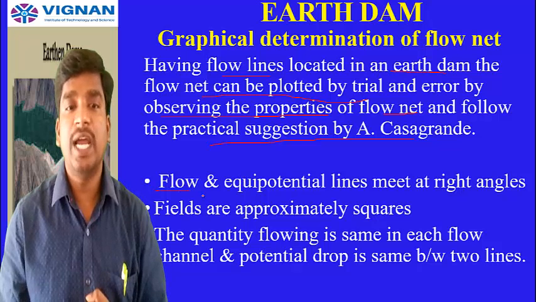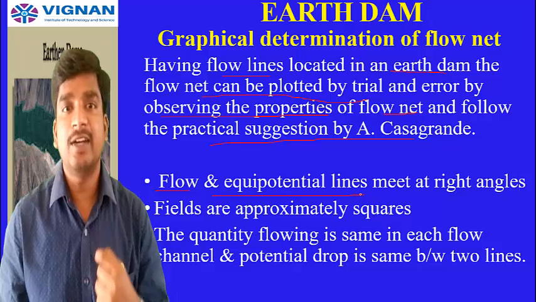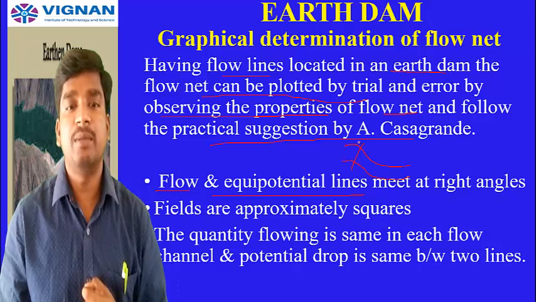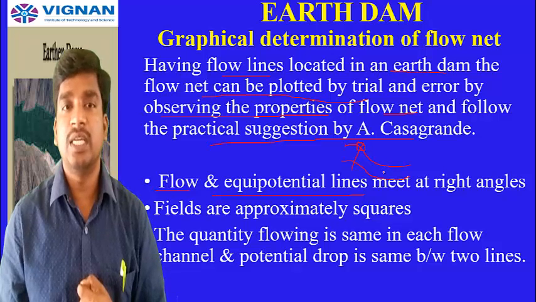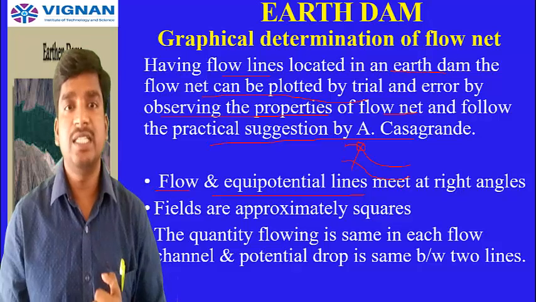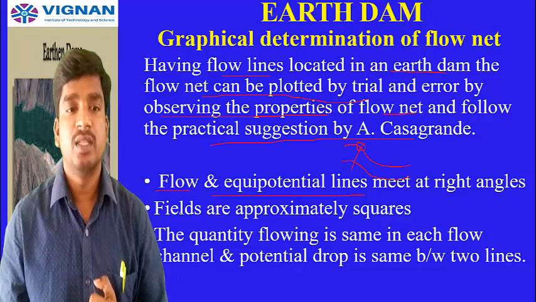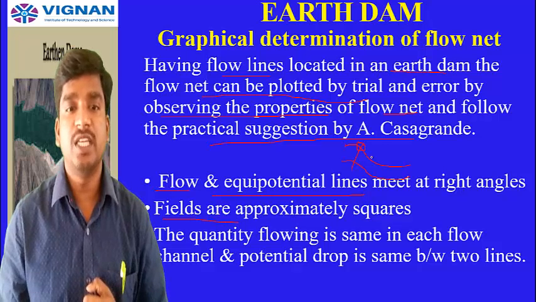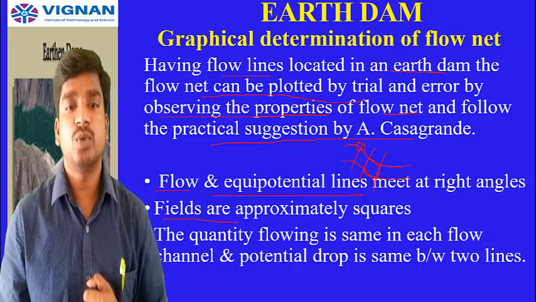See here, flow lines and equipotential lines meet at right angles. Even though they are going like this, they will meet at right angles, so the angle between these two is 90 degrees only. That is the first property of this flow net: potential lines and flow lines are perpendicular to each other. The second important property is that the fields are approximately squares. If you see, these fields are approximately squares, so like that we have to draw the flow net.